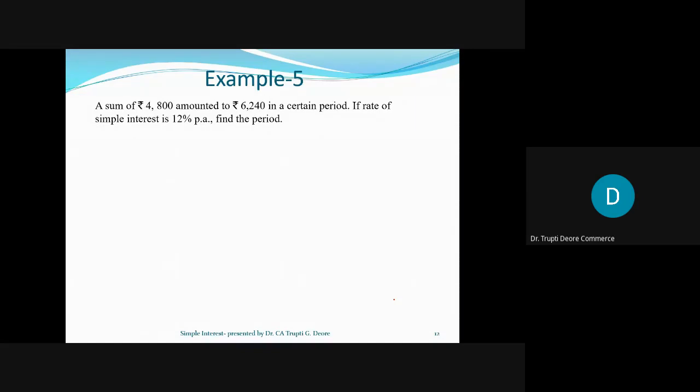Write down this now. A sum of rupees 4,800 amounted to rupees 6,240 in a certain period. If the rate of simple interest is 12% per annum, find the period.